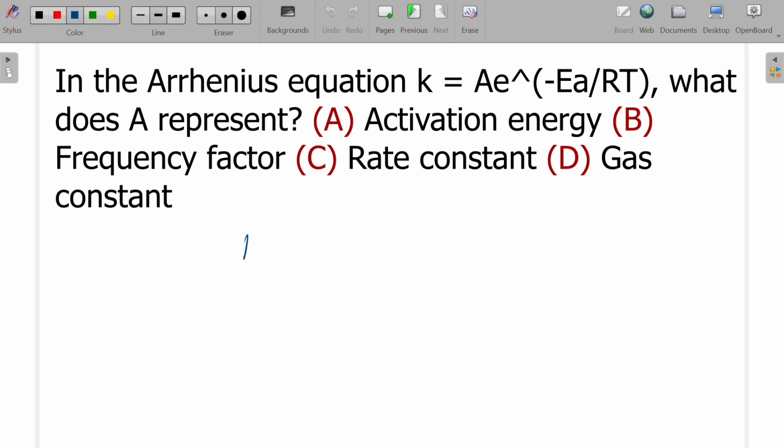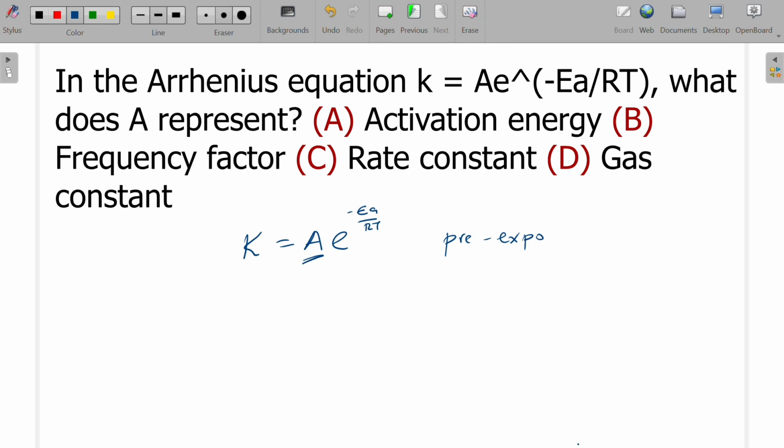In the Arrhenius equation, K is equal to A, E to the power of. So what we are given there is K, which is equal to A, E to the power of minus the activation energy divided by RT. And then what does A represent? So the A we're talking about is this one here. What does this A represent in this equation?